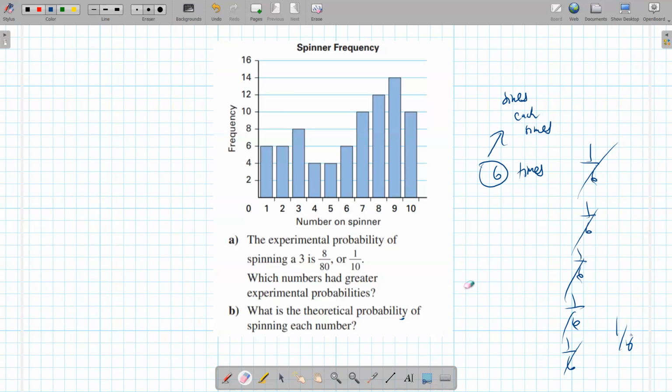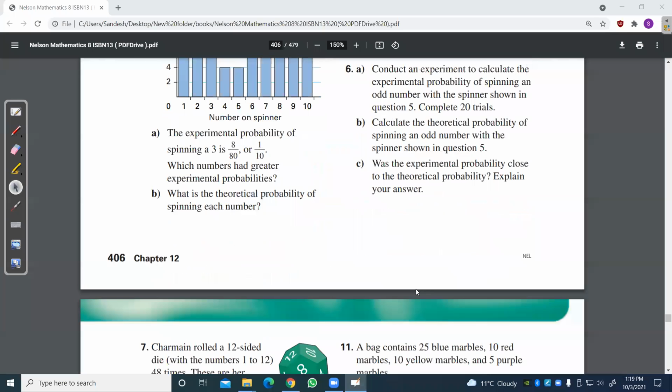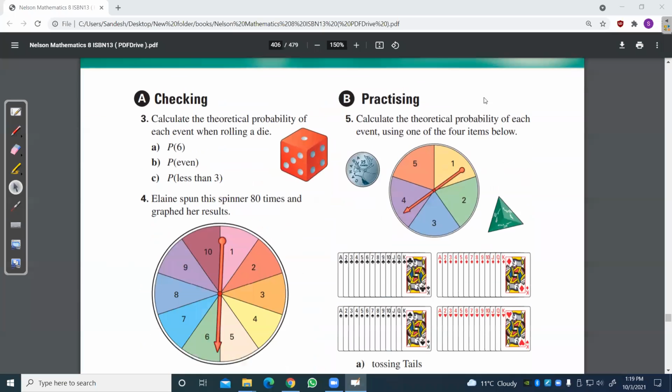So if you have a spinner that has 10 different numbers, you spin it once, what's the probability that you get a 10? 1 out of 10, right? So that's the answer to B. The theoretical probability of spinning each number is 1 out of 10 because there's 10 total outcomes and 1 chance for each of them.